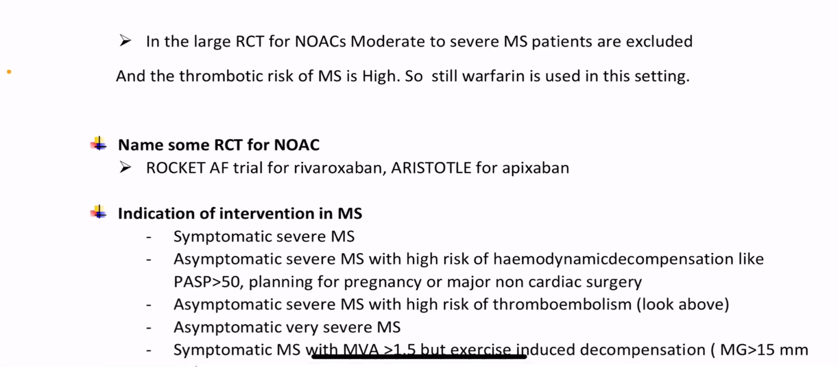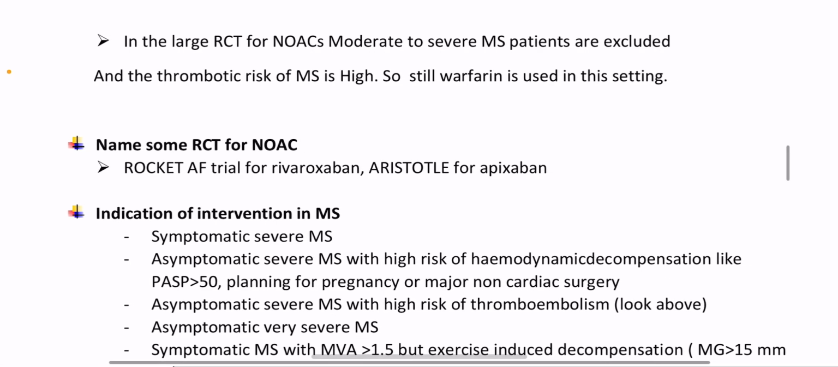In the large RCTs for NOACs, moderate to severe MS patients were excluded, and the thrombotic risk of MS is high, so warfarin is still used in this setting. Name some RCTs for NOAC: ROCKET AF trial for rivaroxaban, ARISTOTLE for apixaban.